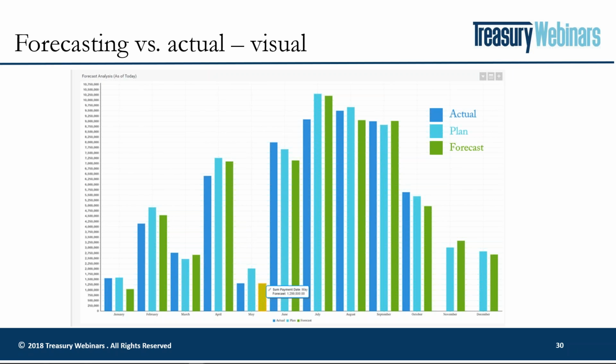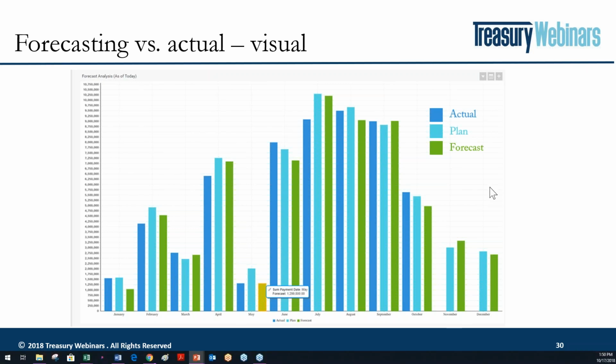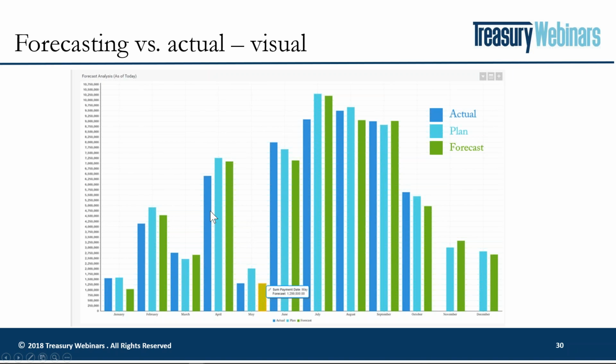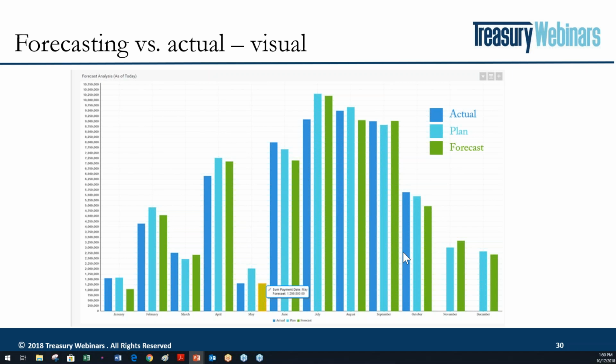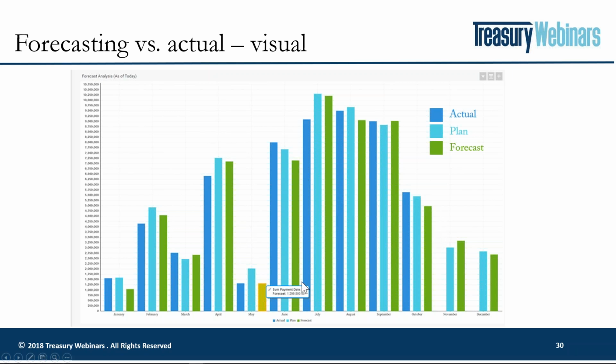This is the same type of forecast where we're looking at a monthly forecast, actual plan and forecast. We have a budget produced at the beginning of the year. The forecasts are produced every month. So every month we get a rolling 12 months forecast. And what we highlight here is that when you look at this visually, you can get a lot more out of it and a lot faster.